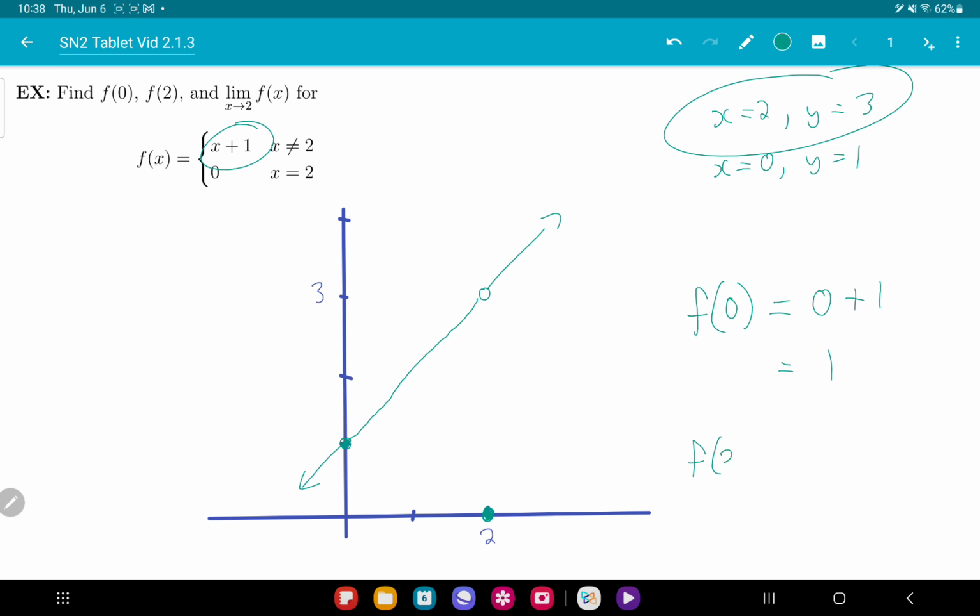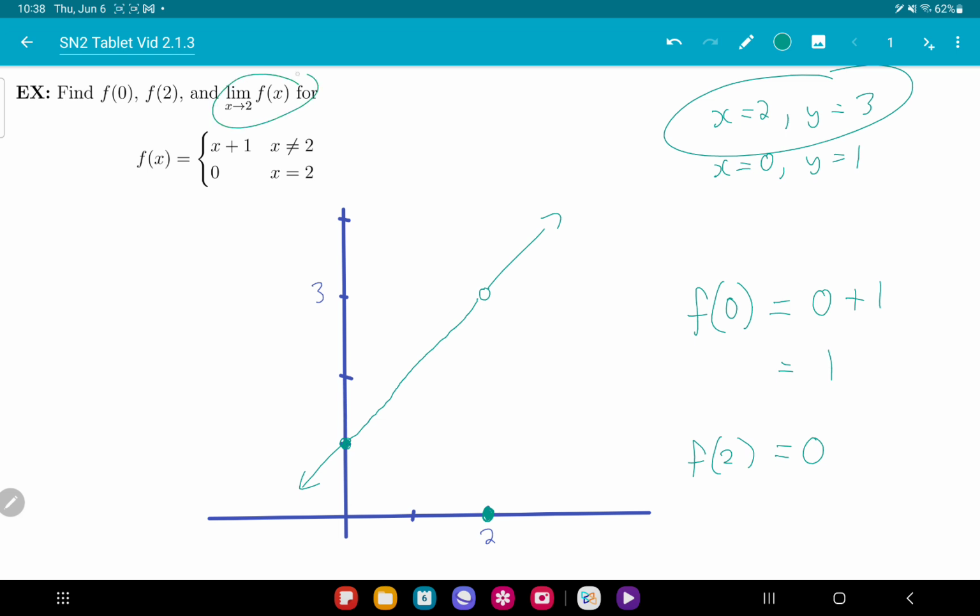For f of 2, play the same game. Do I use this definition, or does x equals 2 land here, or does it land here? Well, clearly x equals 2 lands here, so I use this definition. Okay, that takes care of these 2.